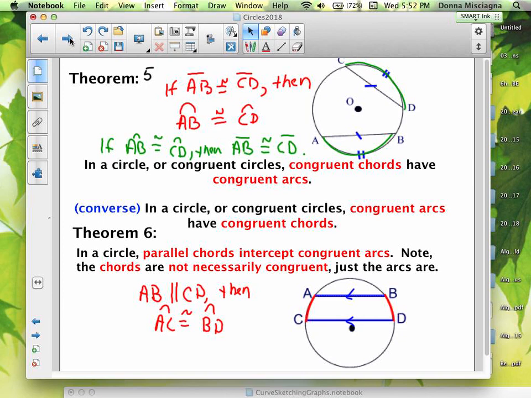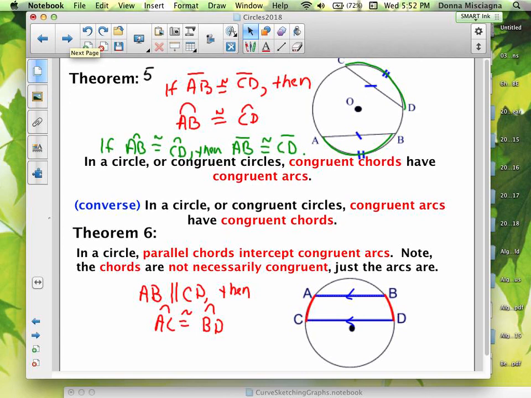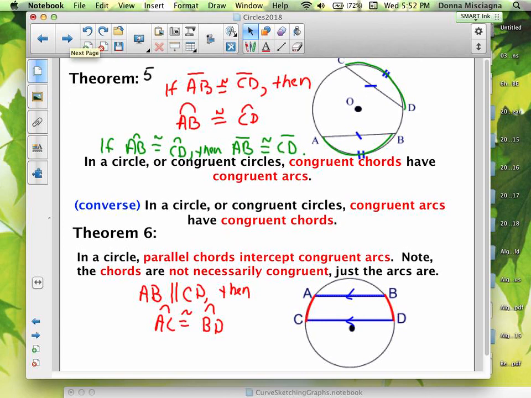And then one more relationship we'll look at. In a circle, parallel chords intercept congruent arcs. So I think this should have been up a little bit higher. This goes together with the top picture, and this goes with the bottom picture. So in a circle, parallel chords intercept congruent arcs. Note that the chords are not necessarily congruent, just the arcs are.